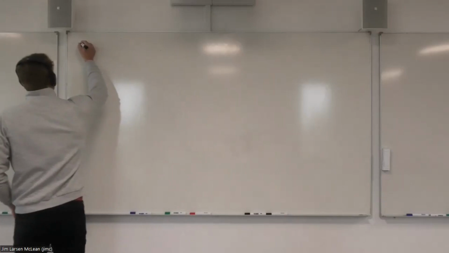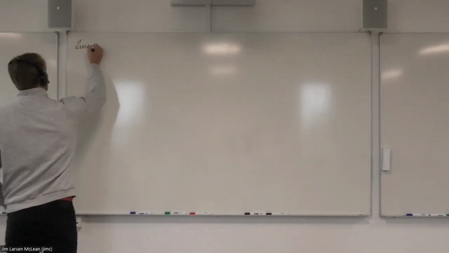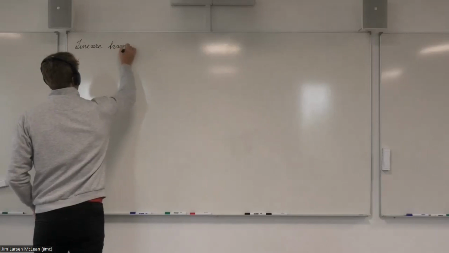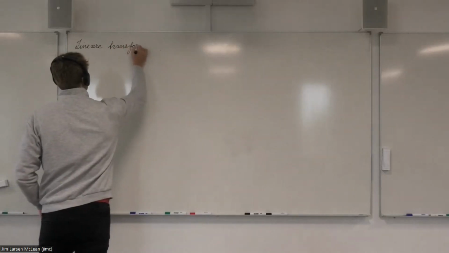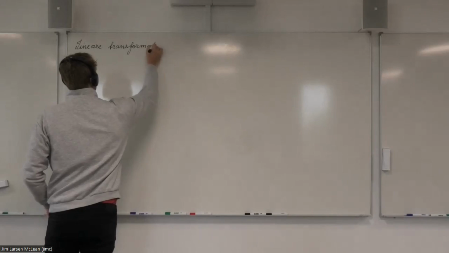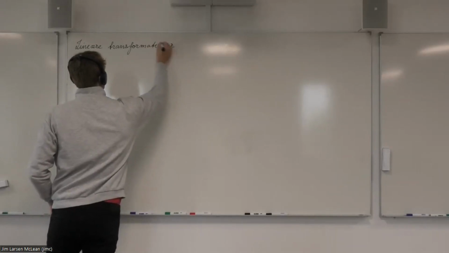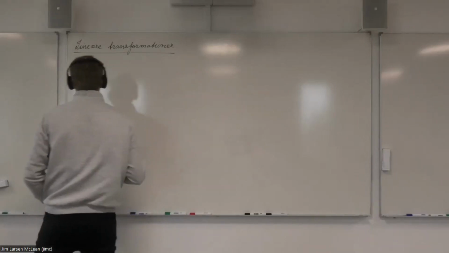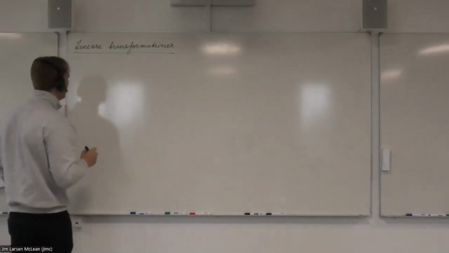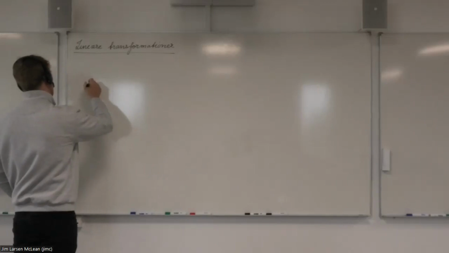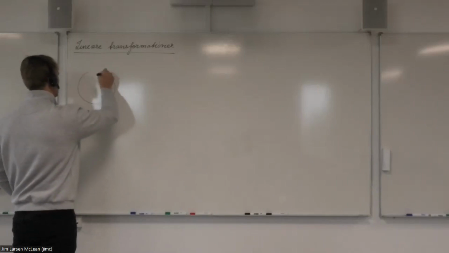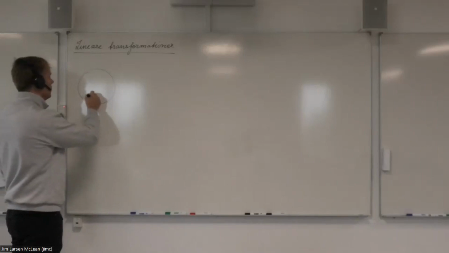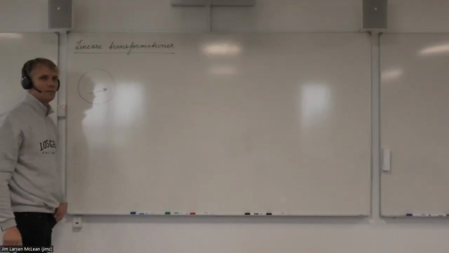The title is Linear Transformations, and they are also called mappings. Now we'll take an example so you can see what it means. Imagine you have a space. I'll just draw a circle. You should imagine this is a space where vectors exist. So there could be a vector here.